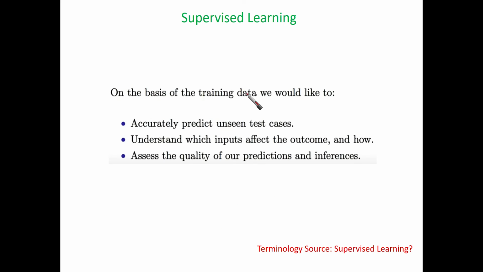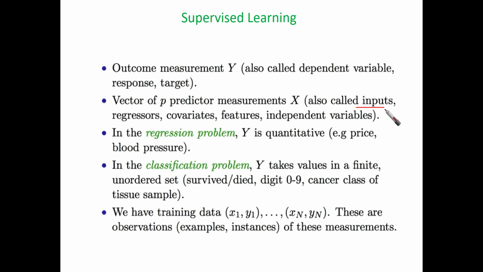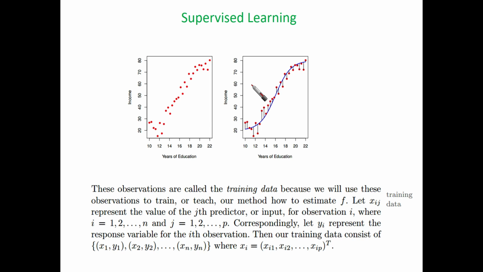On the basis of the training data, we would like to accurately predict some unseen test cases. From the known data we first train the model, build the model, and then we can predict. On the basis of this training data, we also want to understand which input affects the outcome and how. If we have multiple inputs, we would like to see which input affects y, and how much. We try to understand everything.